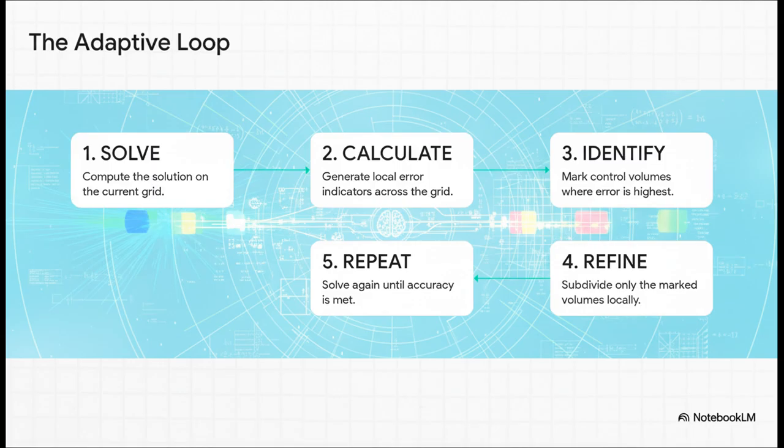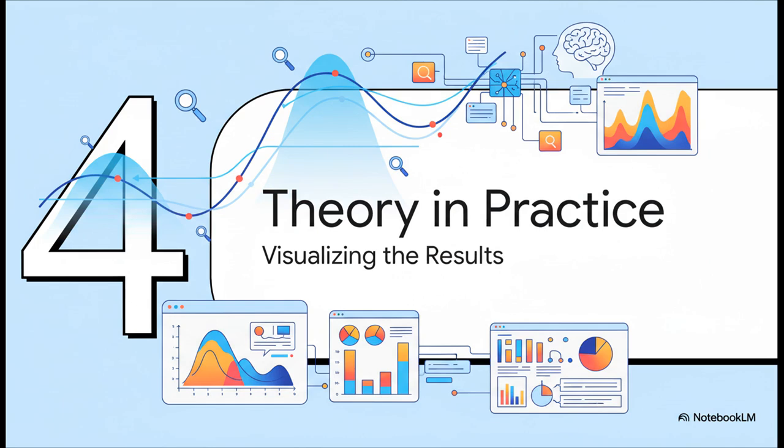And finally, you repeat the whole process. Solve, calculate, identify, refine, over and over. This loop is the engine that drives the whole smart simulation. Okay, that's the theory. It sounds great, but what does it actually look like? Let's check out some practical examples from the research.